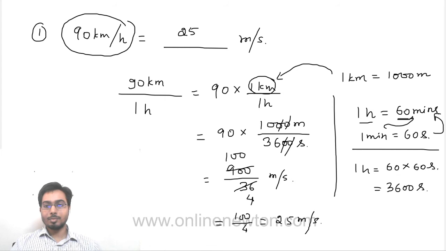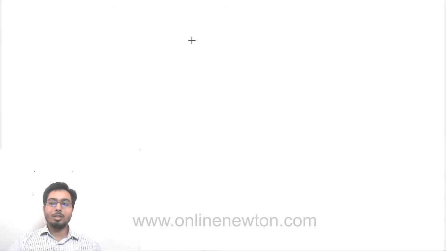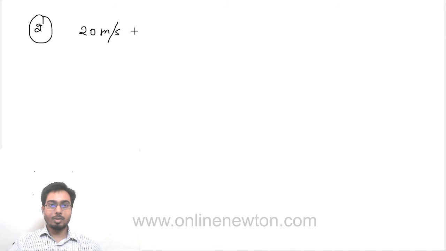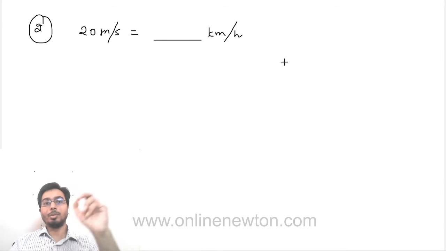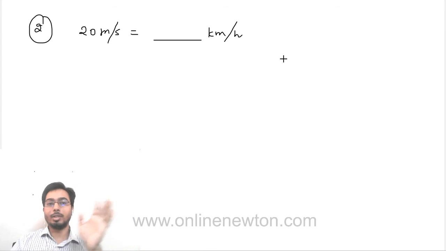Okay. So let's move on. We can do reverse also. Like if we have 20 meters per second and we need to convert it into kilometers per hour. You can also convert it into kilometers per minute or meters per minute. Anything can be done.